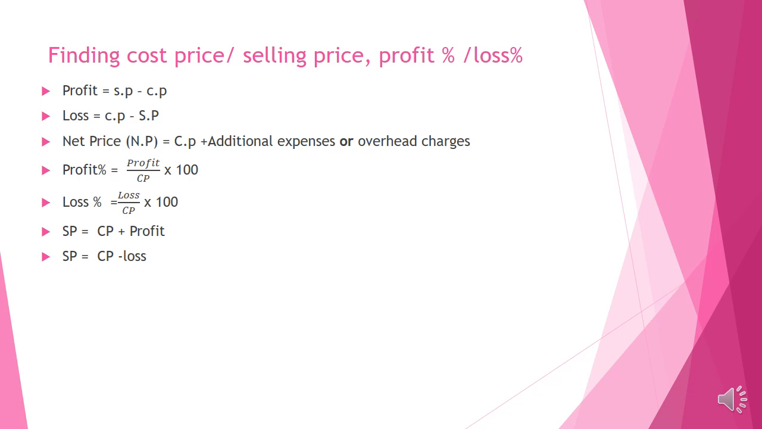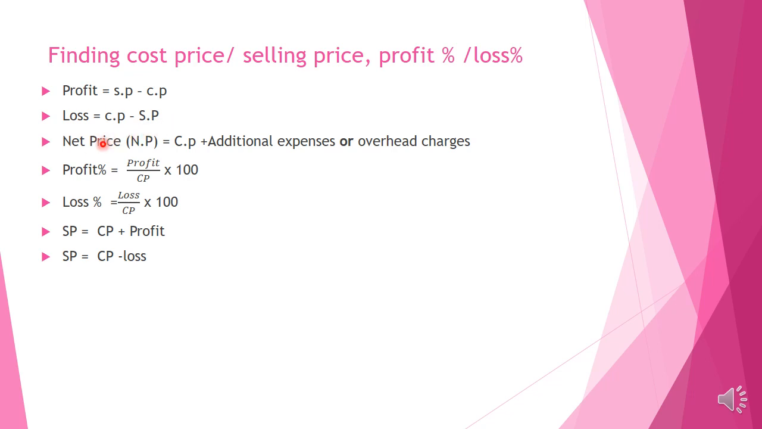Now let us see finding cost price, selling price, profit percent, loss percent. Children, these points you have learned in the earlier classes. Let us have a revision of these points. Okay. Profit, you know, is selling price minus cost price. Loss is equal to cost price minus selling price. Okay, you revise all these formulas and note them down in your notebook also.